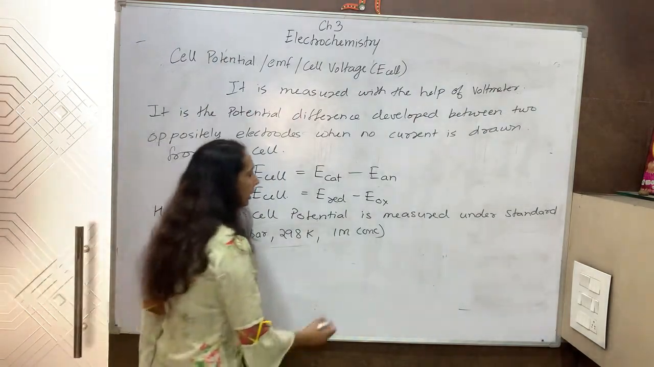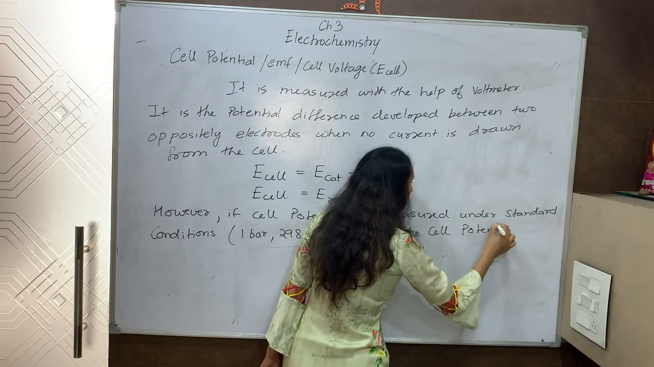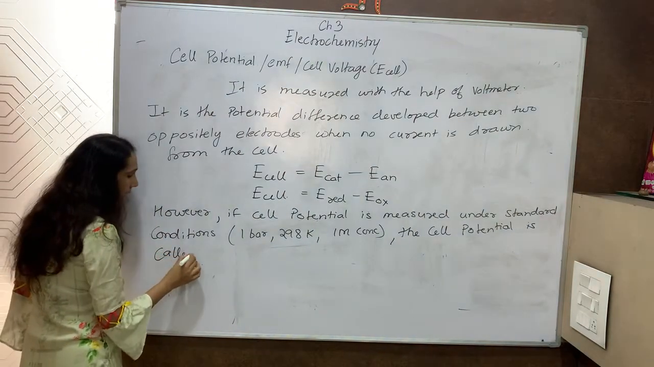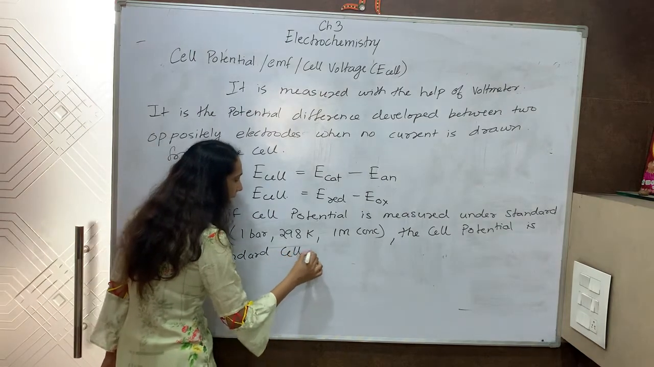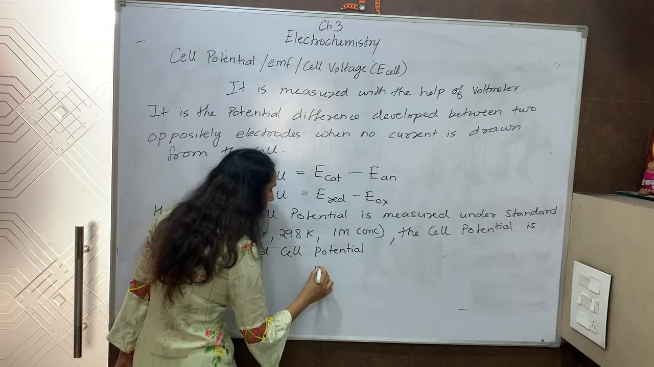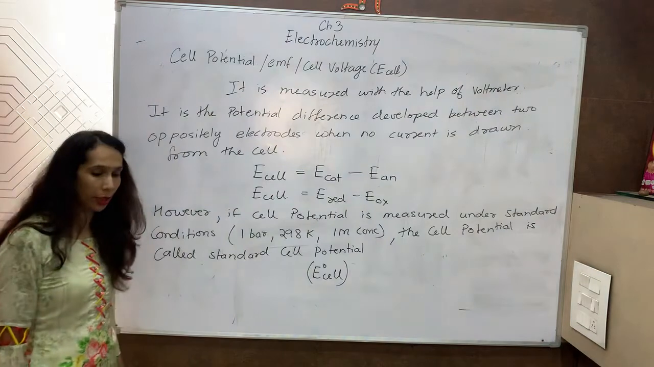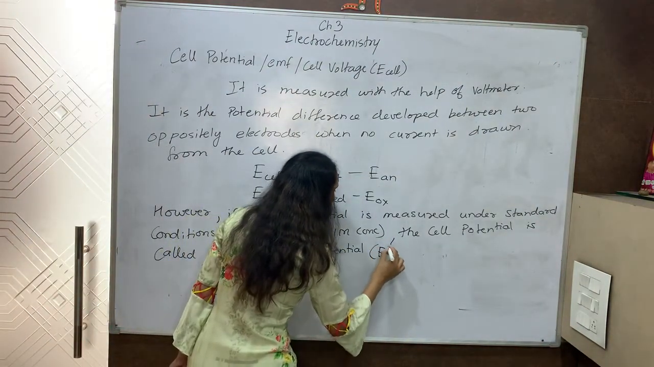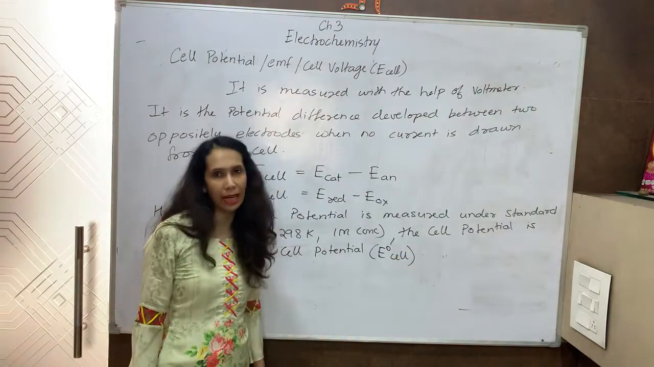And the cell potential is called standard cell potential. And how do we represent the standard cell potential? E naught cell. This is standard cell potential. It is represented by the symbol E naught. So of course you remember, whenever we put this naught, it means standard.